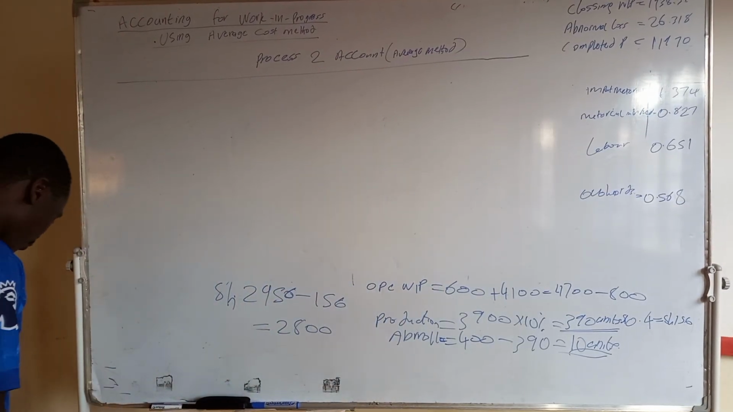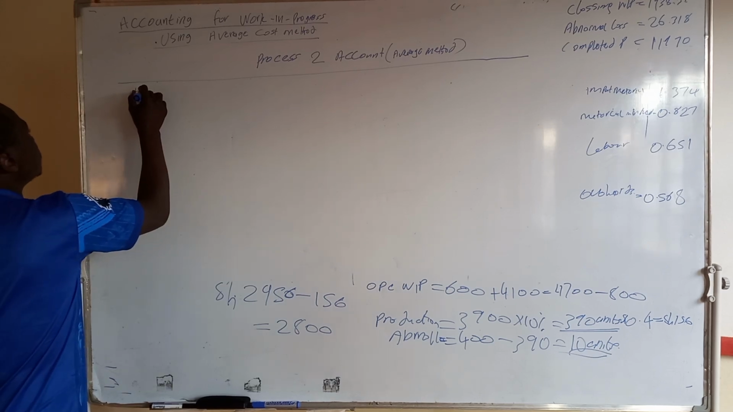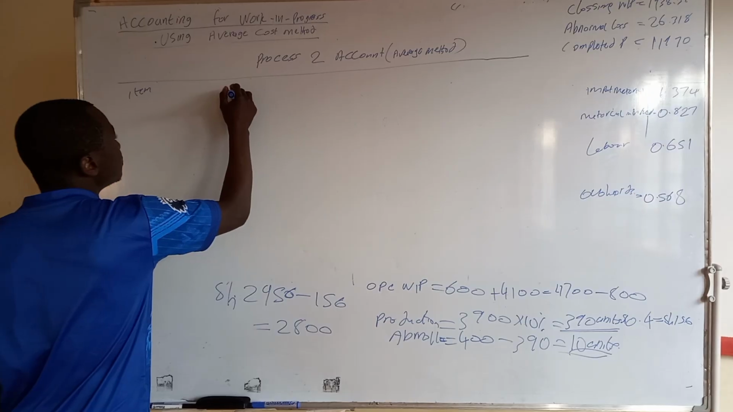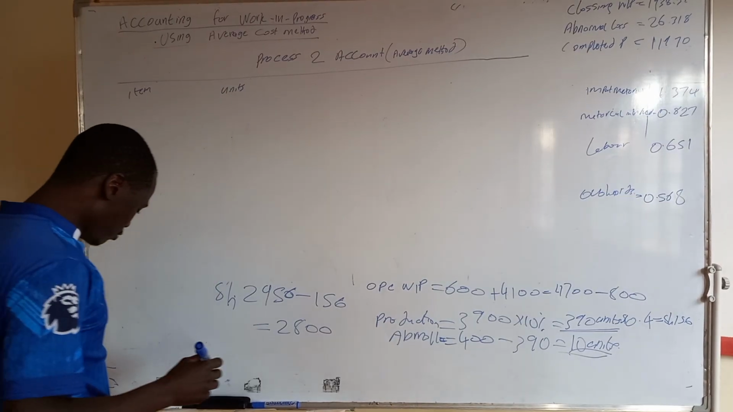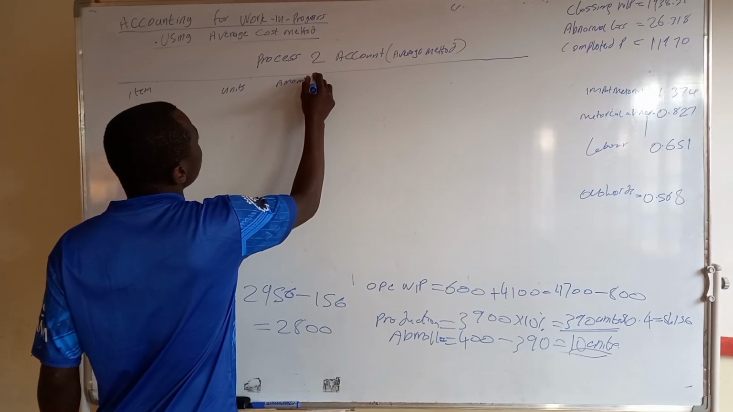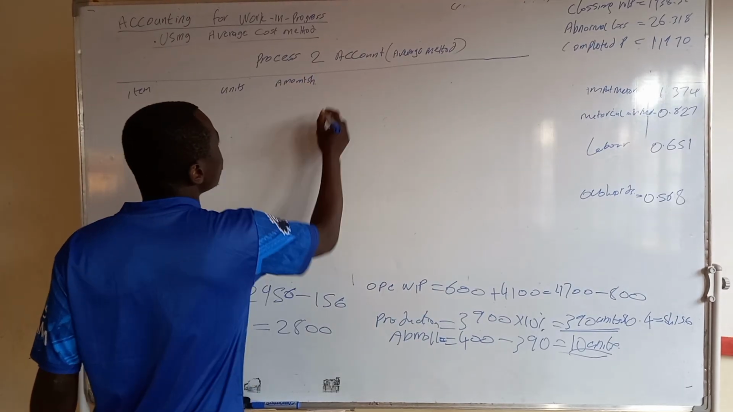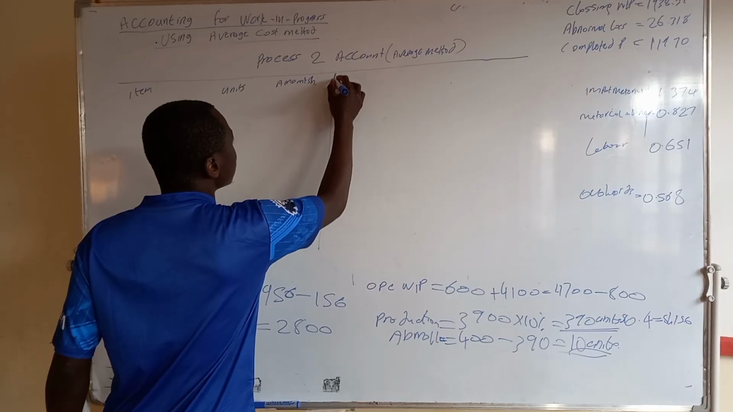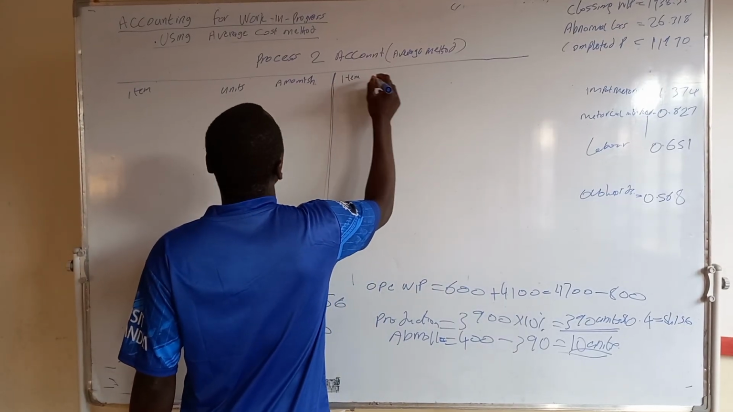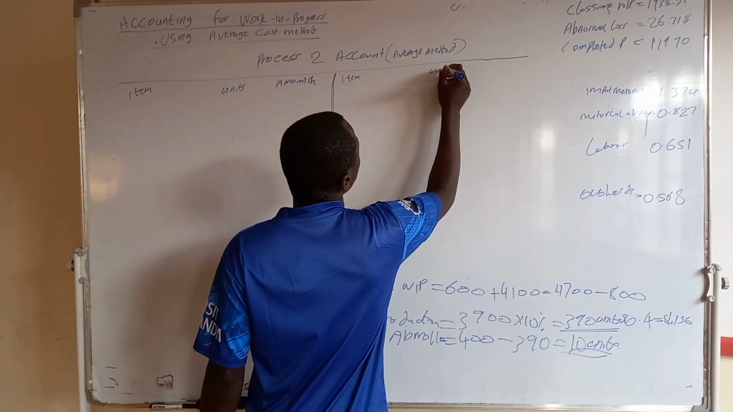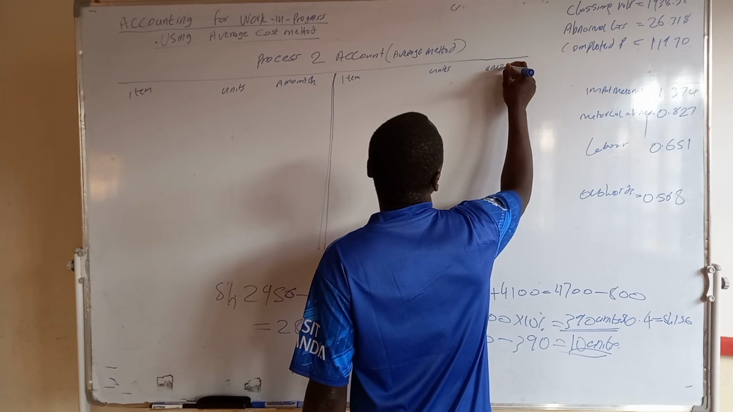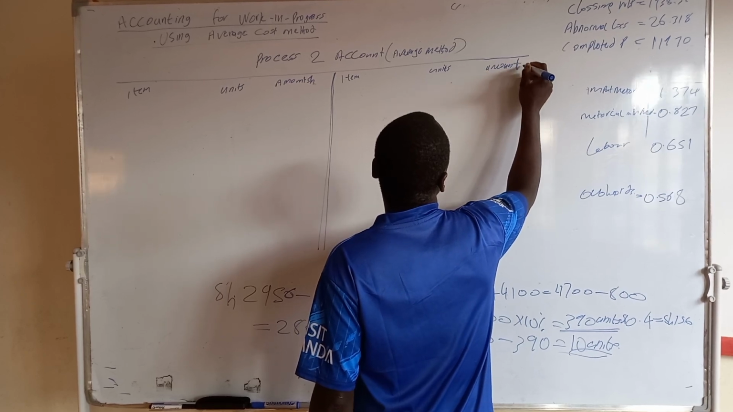Now what we have are the items, you have units, and then we have amount, pound in shillings. We also have the item, the units, and the amount. Here we are using shillings.